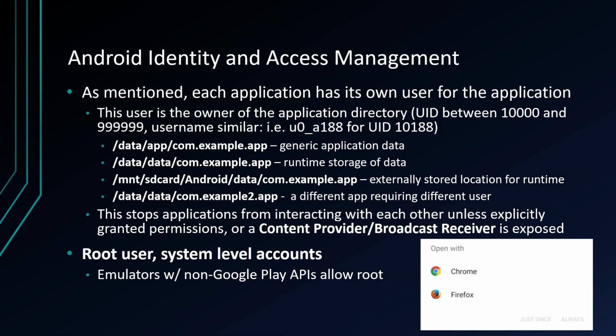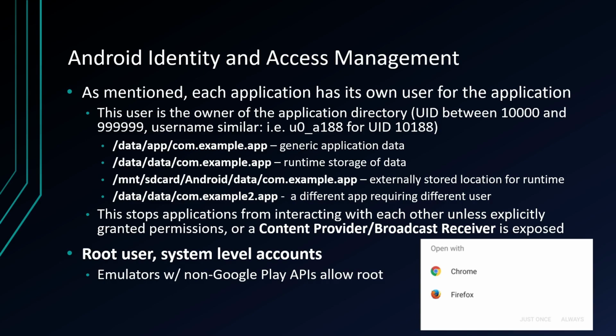/mnt/card/android/data/com.that.example.app/external storage. Each application is isolated, and different apps have separate directories. For example, com.that.example.app has its own directory. com.that.example2.app has a totally separate directory. They cannot access each other's files unless explicit permissions are granted.